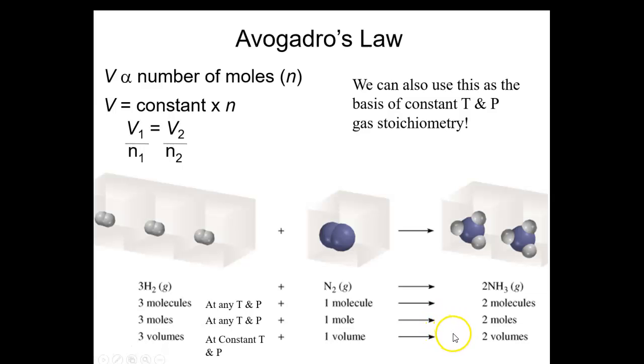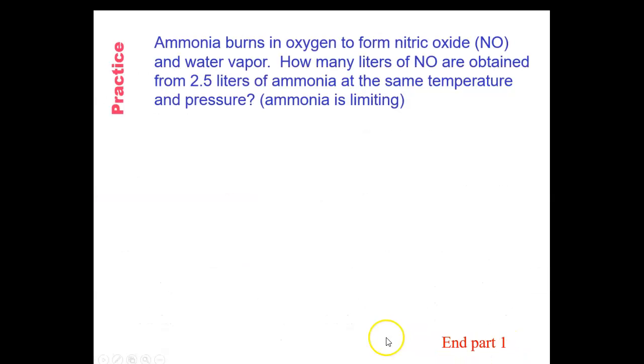Avogadro's law then can be used as a basis of stoichiometry because we can see easily, because of Avogadro's principle, that if 3 molecules react with 1 molecule here to form 2 molecules of ammonia, then 3 moles, the mole ratio is the same as the molecule ratio, and at constant temperature and pressure, the volume ratio is the same as the mole ratio. We just read the volume ratio right off the coefficients of the equation. So here's one last problem for you to do. And go ahead and read that, turn off the video, and we'll look it over when you come back.